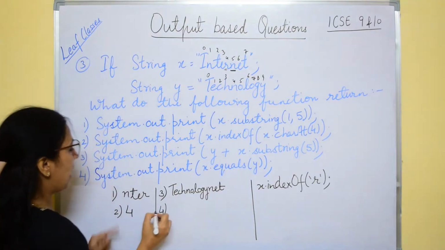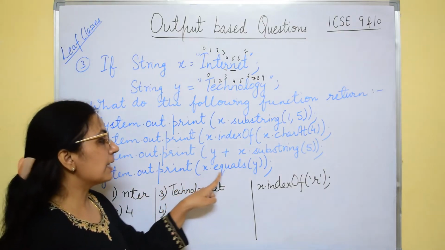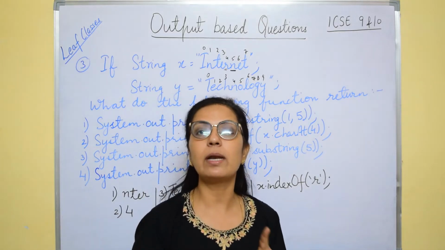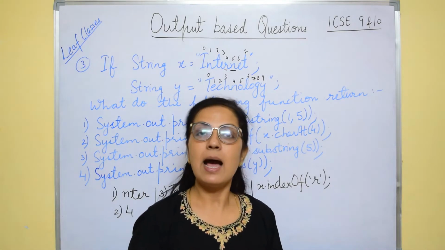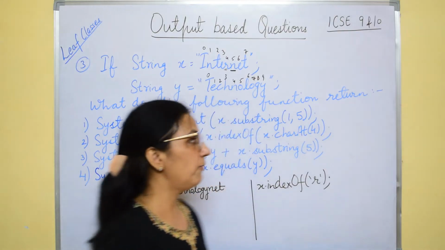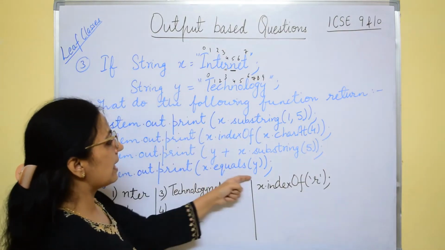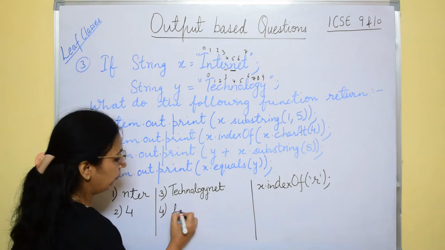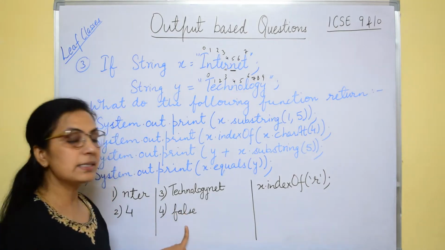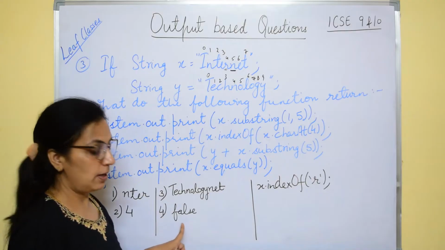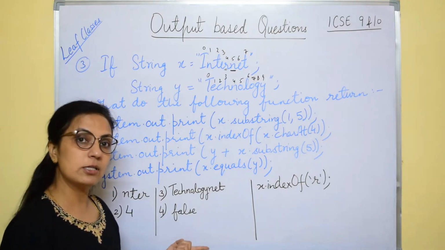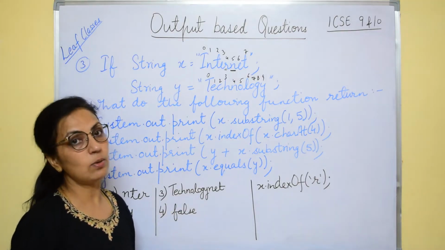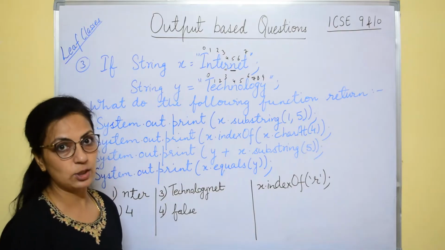Then next we have system.out.print x.equals(y). Equals function compares two strings for equality. If they are exactly same, answer will be true, otherwise answer will be false. So x is internet and y is technology. Obviously both are not equal. So here it will return false. Now false is the data type, so f will be in small. All the letters of false will always be small. So I hope this question is clear, and like this you can prepare more questions on these functions as well.